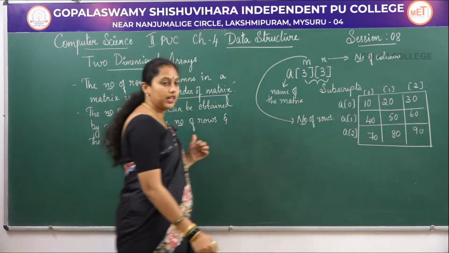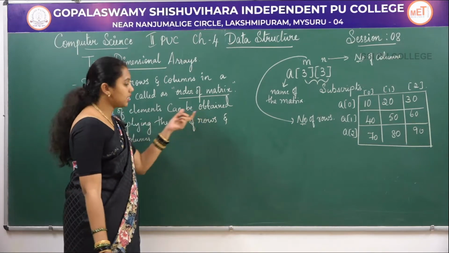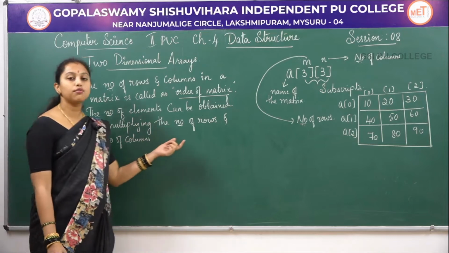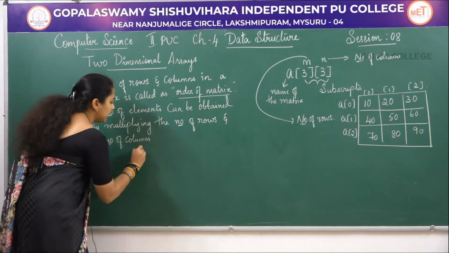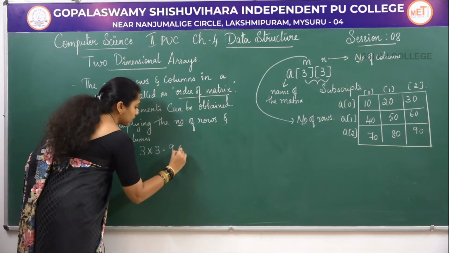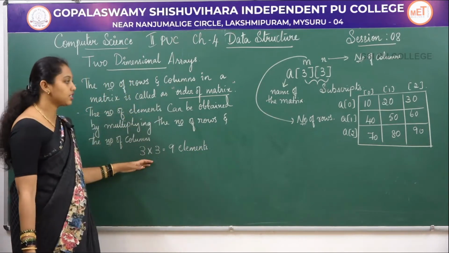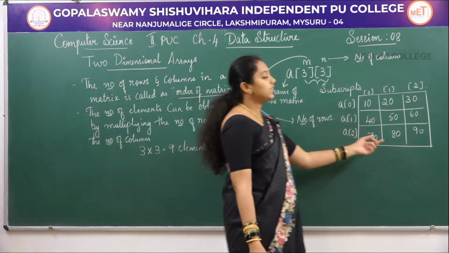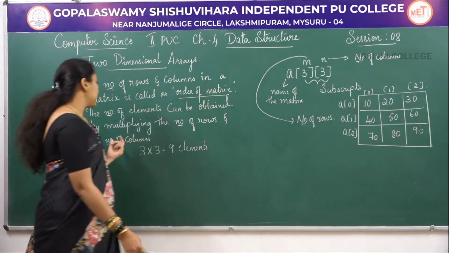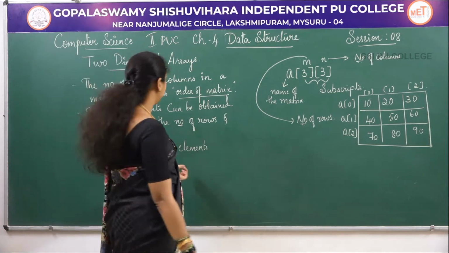So how to calculate the number of elements in a matrix? It can be obtained by multiplying the number of rows and the number of columns, that is 3 into 3. So 3 3s are 9. So in A of 3 cross 3 matrix, I can store 9 elements. So this is how we can calculate the number of elements in a matrix.